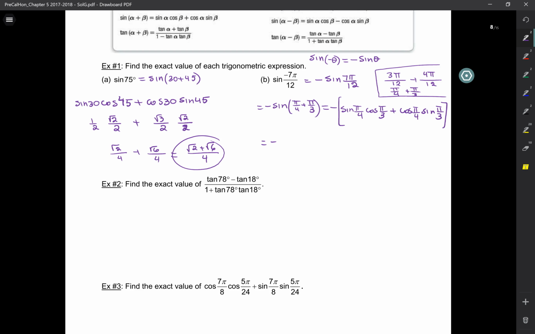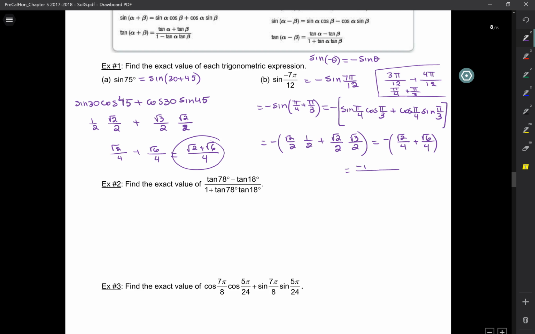So this is negative. All right, sine of pi over 4 is root 2 over 2. Cosine of pi over 3, 1/2. Plus cosine of pi over 4, root 2 over 2. Sine of pi over 3, root 3 over 2. So now this is negative root 2 over 4 plus root 6 over 4. And then let's combine that to negative root 2 minus root 6 over 4.